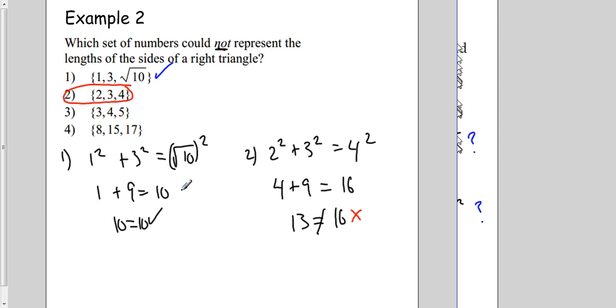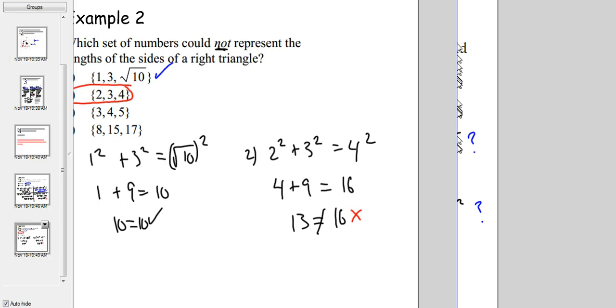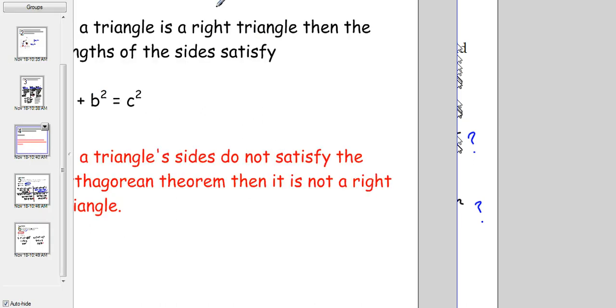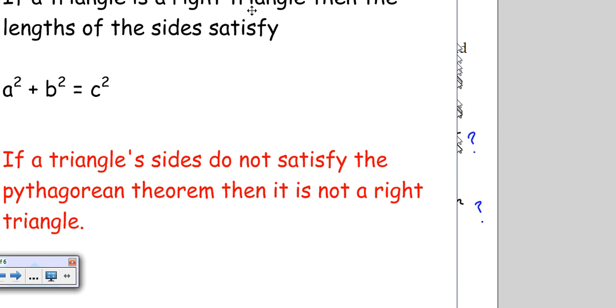Okay, so to summarize, remember, if a triangle is a right triangle, then the lengths of the sides satisfy the Pythagorean theorem. If a triangle's sides do not satisfy the Pythagorean theorem, then it's not a right triangle.